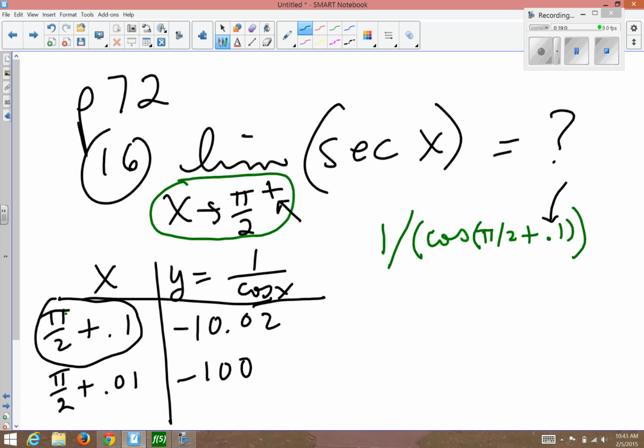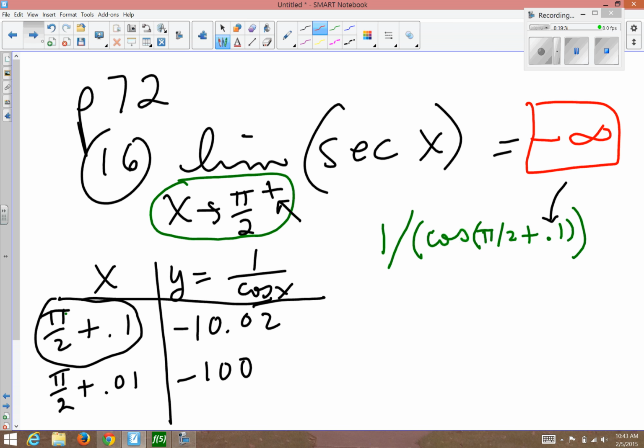And you can keep going. Use pi over 2 plus 0.001. I think you'll realize before long the answer is negative infinity. Right here, I'll write it in red. Because negative 10, negative 100, I predict the next one would be negative 1,000. So function values are getting closer and closer to negative infinity.